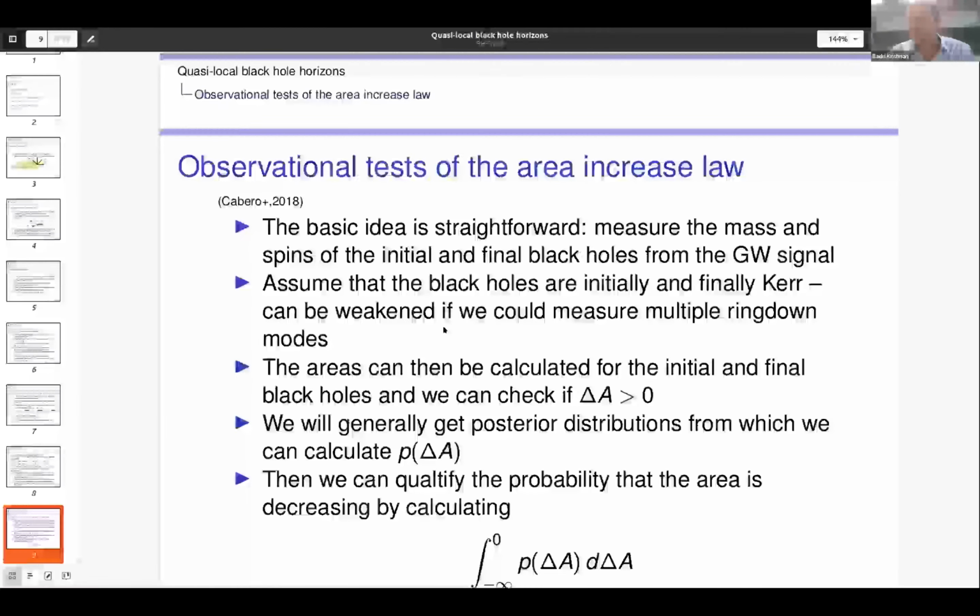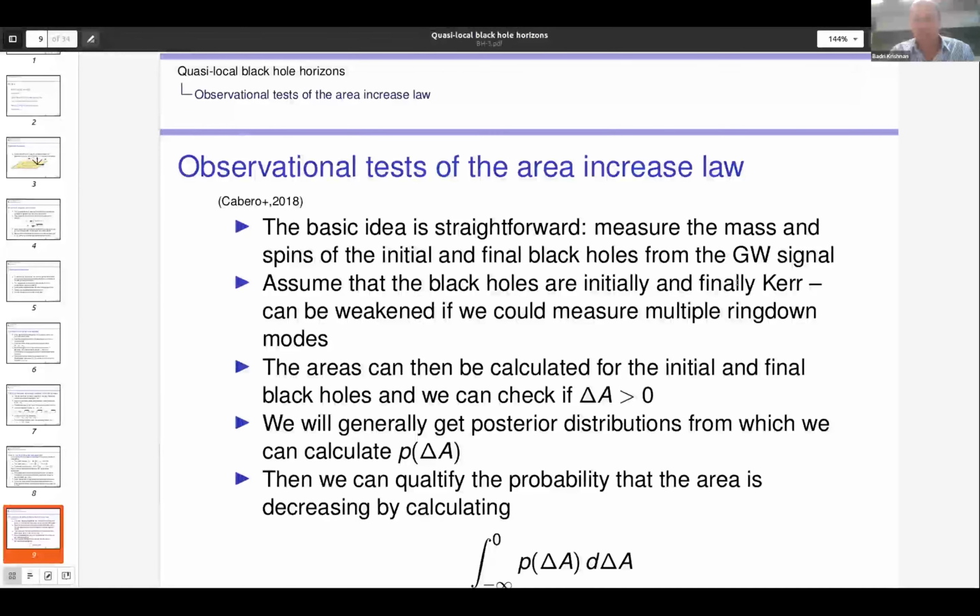So this would be, for example, where the ringdown analysis comes in. I don't know if anybody, maybe Paolo, talked about the test of GR using the ringdown. But in any case, if you do measure multiple ringdown modes in the final part of the whole process, then you can in fact confirm that the final black hole is Kerr, or maybe it's not. And then you can reduce one more assumption in this test of the area increase law.